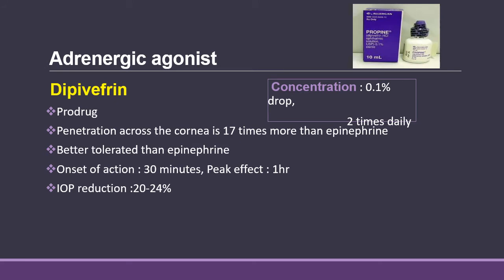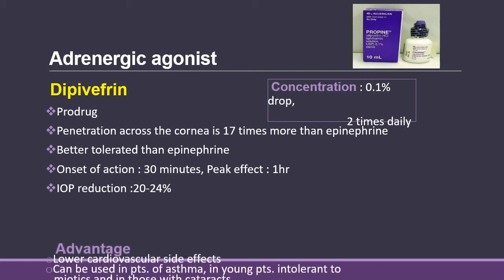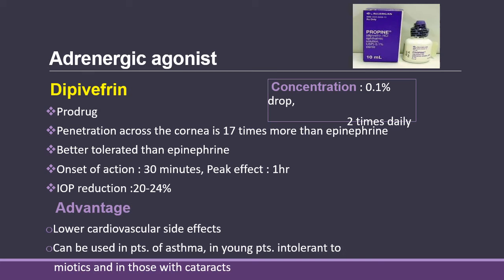Second is dipivefrine. It is actually a prodrug. Its penetration is 17 times more than epinephrine, and it is better tolerated than epinephrine. Onset is after 30 minutes and peak is after 1 hour. It reduces IOP by 20 to 24%. The concentration used is 0.1%, which is less as compared to epinephrine. Advantages are that it has low cardiovascular side effects and can be used in patients with asthma or intolerant to miotics and those with cataracts.